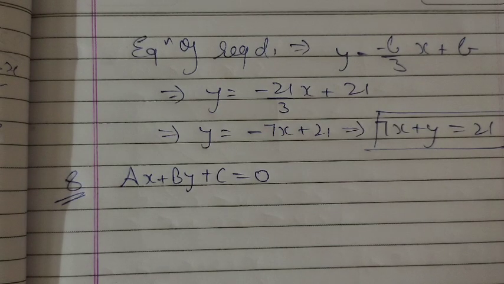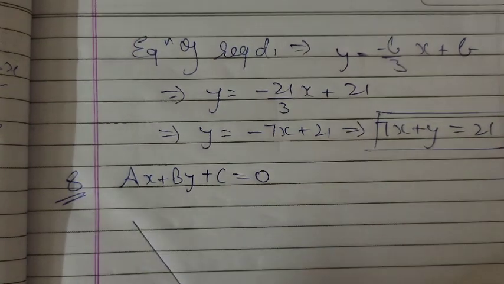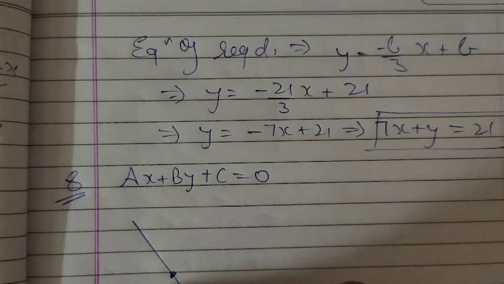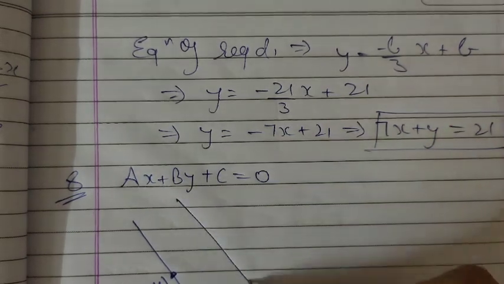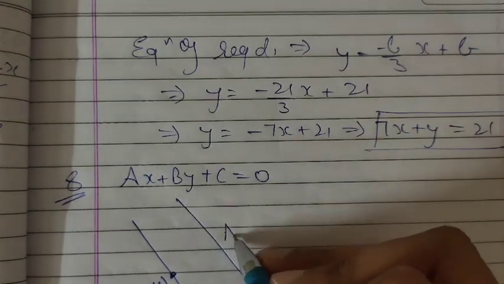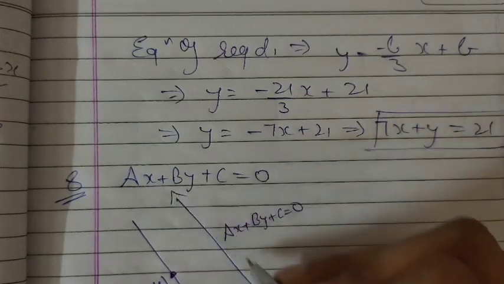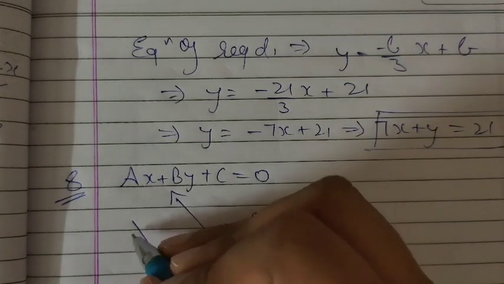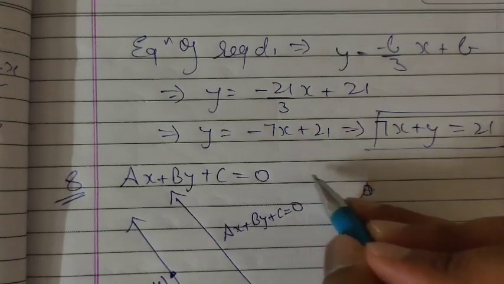Now next, question number 8. Prove that a line passing through a point x1 comma y1, so if this is a line, this point is x1 comma y1, and parallel to the line ax plus by plus c is equal to 0. These two lines are parallel, so that means their slopes are equal.